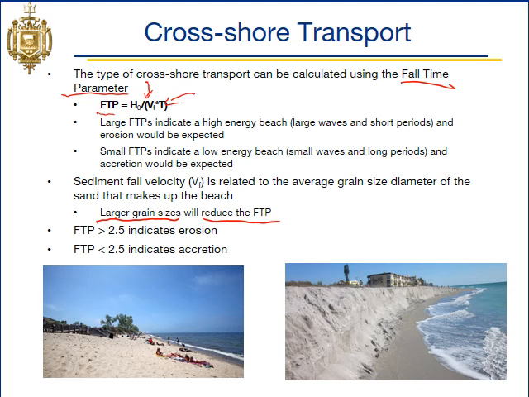And so how do we figure out if it's erosion or accretion? Well, we'll just compare the fall time parameter to 2.5. If you calculate a fall time parameter that is greater than 2.5, that means we will probably have erosion. And if our fall time parameter is less than 2.5, that would indicate it's a low energy beach and we should probably see accretion.